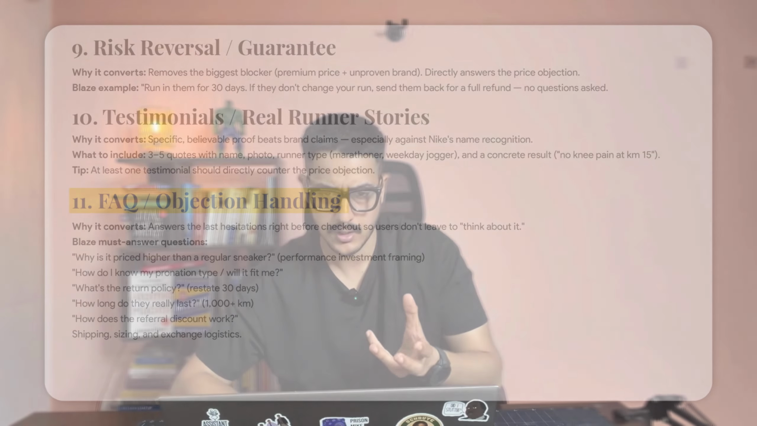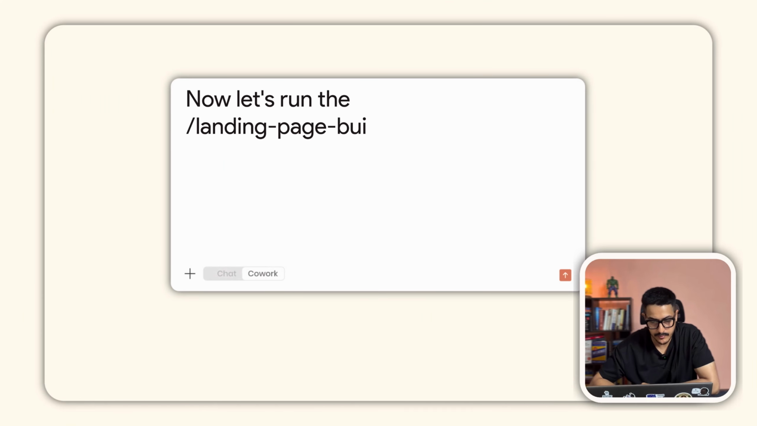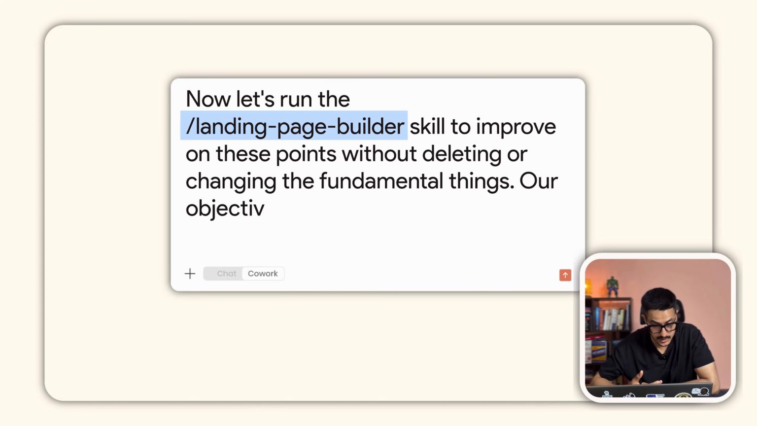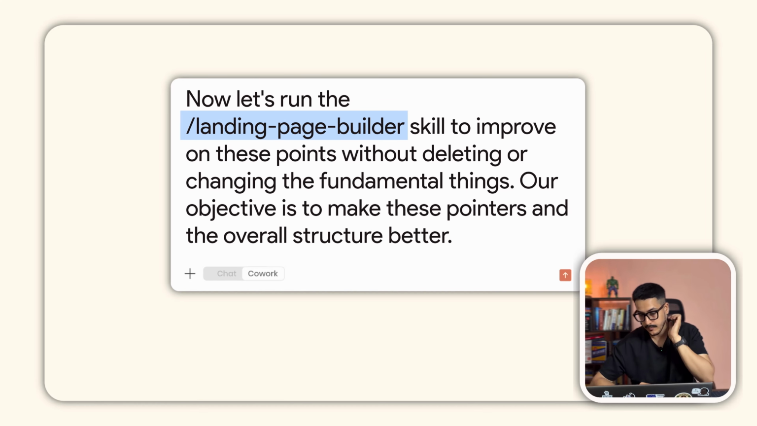So it's given a structure, and now is the time when I add a new skill to it. Now this skill is called landing page builder. Again, you can just download and upload this. And I'm going to run this now. It says, now let's run the landing page builder skill to improve on these points even further. And our objective is to make these points better and overall structure better.